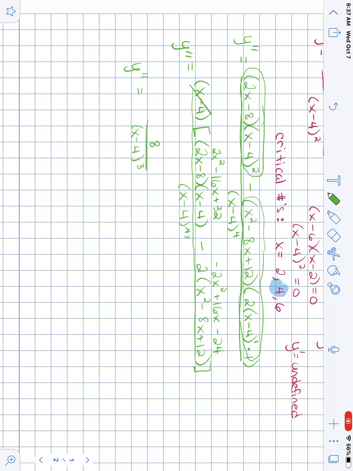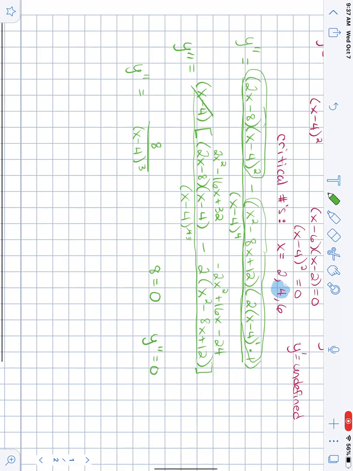All right, so looking for potential points of inflection, I need to find where the second derivative is equal to 0, and where the second derivative is undefined. In order to make the second derivative equal to 0, I need to set the numerator equal to 0. And in order to figure out where the second derivative is undefined, I need to set the denominator equal to 0.